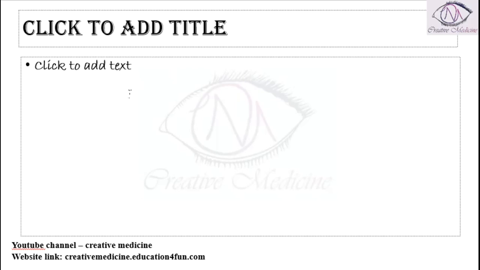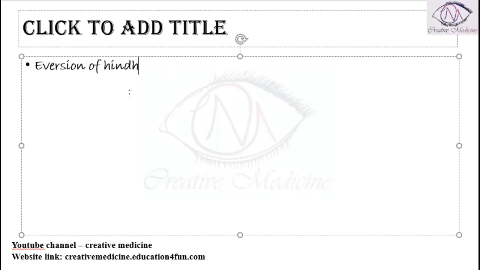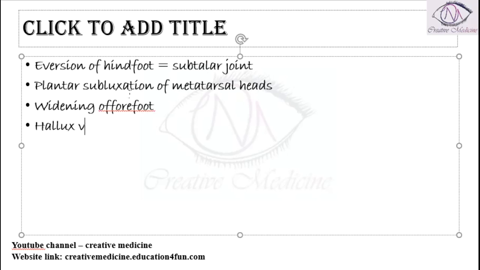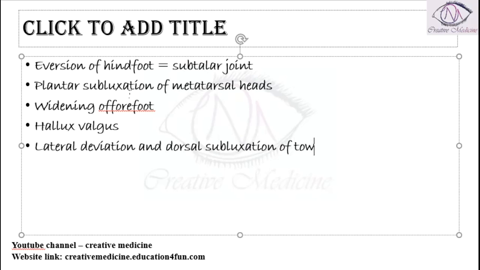Then we have eversion of the hind foot, that is, of the subtalar joint, which can occur. Or there can be plantar subluxation of the metatarsal heads, or widening of the forefoot, or hallux valgus, or lateral deviation and also dorsal subluxation of the toes, or hammer toes may be seen. So all these are the other deformities which are present in rheumatoid arthritis.